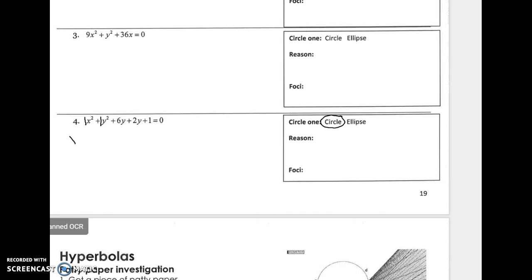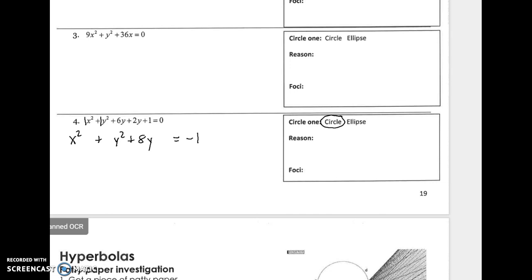The first step is always to group all the x terms together, which you'll notice in this problem there aren't any x terms besides the x squared. Then you're going to group together all the y squared terms. So we have a y squared plus an 8y, because we combine these two like terms. Then on the right side, we're going to go ahead and subtract the 1 so that we have all the constants on the right side.